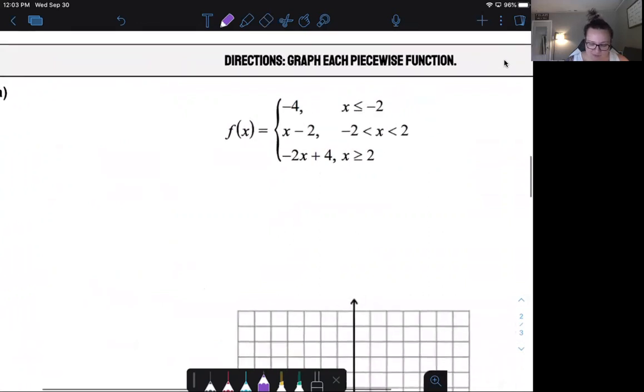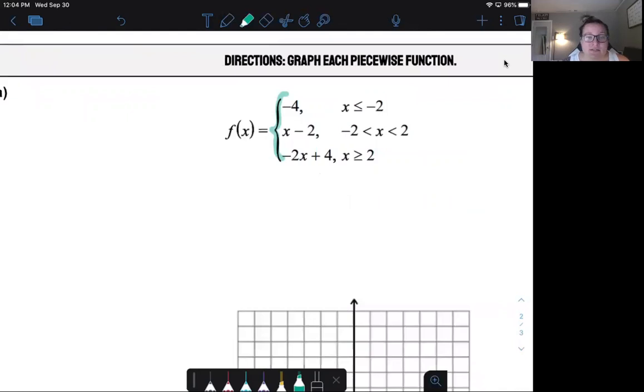So remember, a piecewise function always has f of x equal to, and then you've got the squiggly, and then you've got at least 2 rules within that function. Well, on Monday and Tuesday's lesson, we focused on piecewise functions that only had 2 rules. Today, we're going to do piecewise functions that have 3 rules. So there's going to be 3 different pieces on our graph.